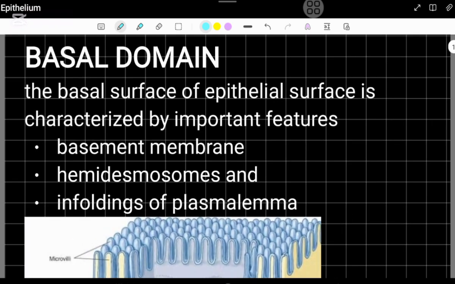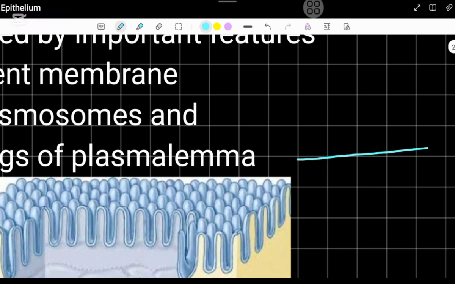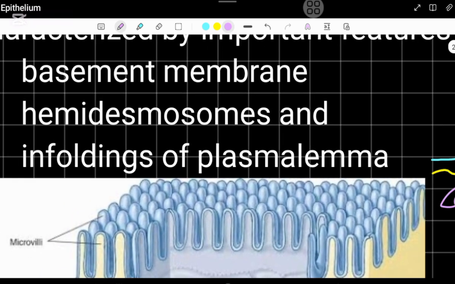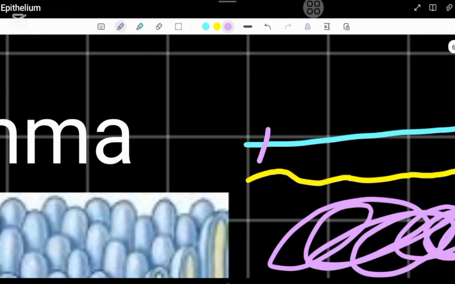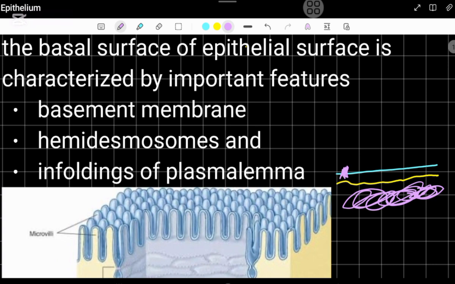Okay, now coming to the basal domain, the lowermost part of the epithelial cells. They contain the basement membrane. Beneath the basal domain is our basement membrane, and beneath this basement membrane we have the connective tissue. I have told you this, consider these as your connective tissue. And then on the basal domain we have hemidesmosomes. Consider them as your hemidesmosomes. These are also a specialized type of cell junction. We will discuss them in the cell junctions topic. And enfoldings of the plasma lemma.